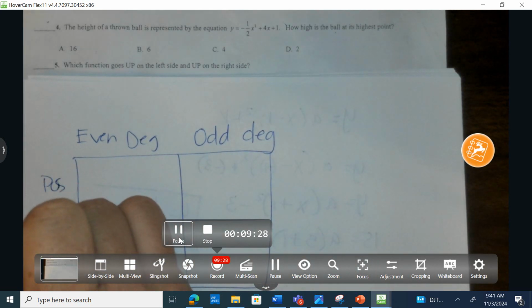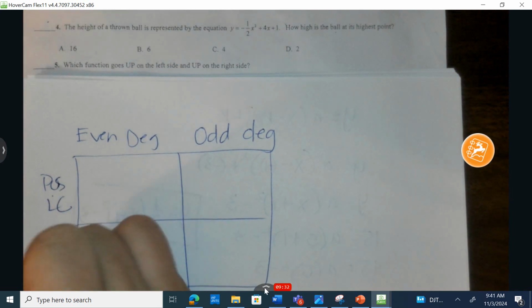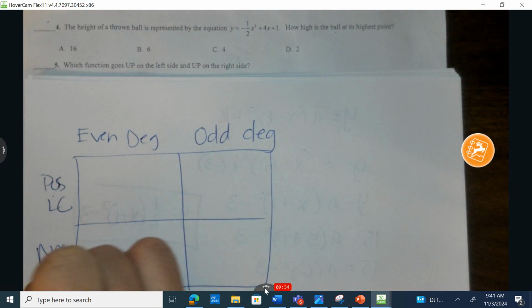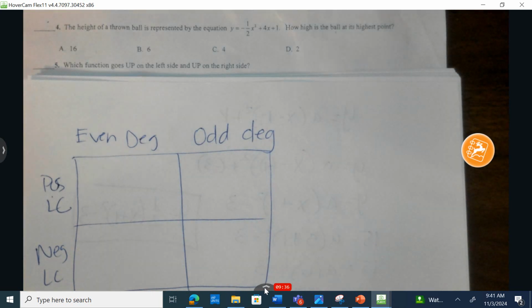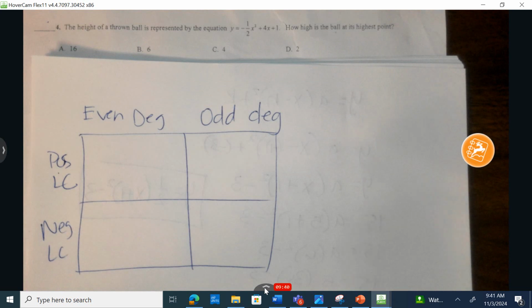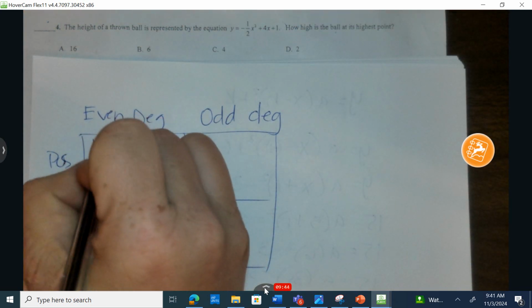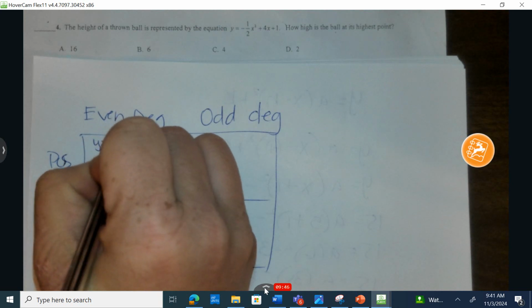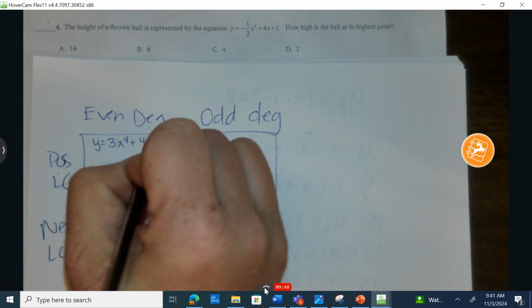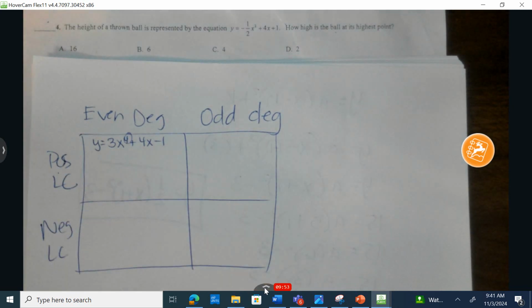Positive, and I'm going to abbreviate, leading coefficient, and negative leading coefficient. So the first thing I'm going to do is write an example of each in case those new terms seem confusing. So y equals 3x to the 4th plus 4x minus 1. The largest value as an exponent on a variable is 4.